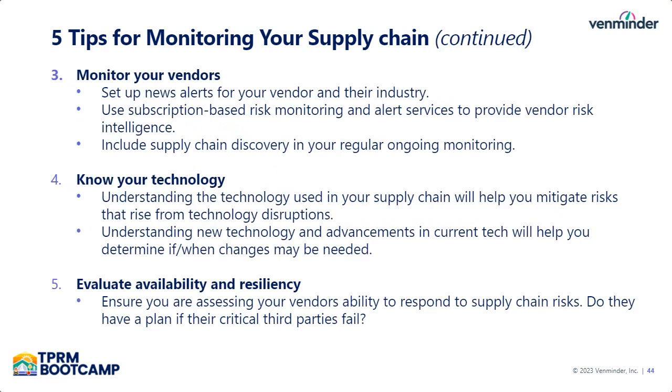Number 3 is monitor your vendors. Set up news alerts for your vendors and their industry. Set up ESG news alerts for your vendor and their industry as well. Use subscription-based risk monitoring and alert services to provide vendor risk intelligence. Include supply chain discovery in all of your regular ongoing monitoring.